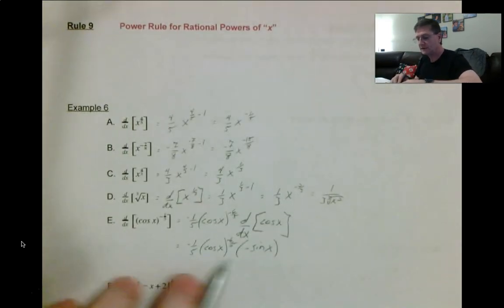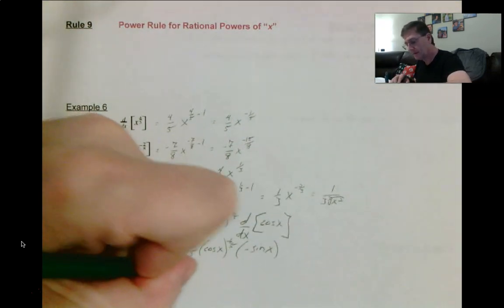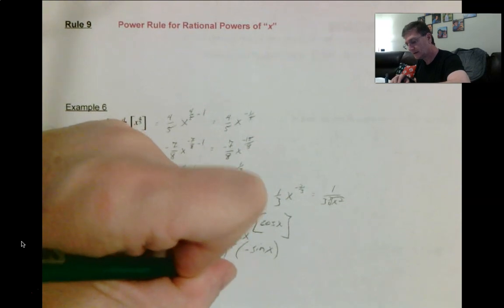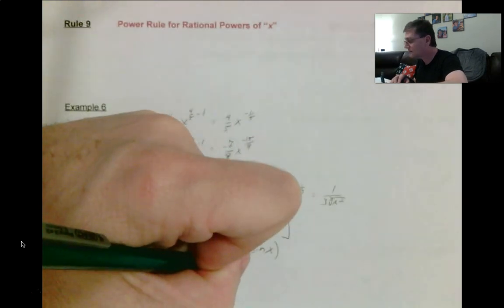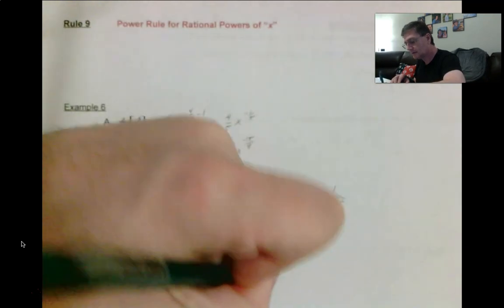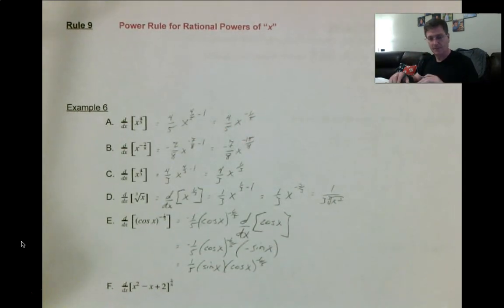And I'm just going to clean this up. I got two negatives here. I'm going to put that sine of x out in front. So I have positive 1/5 sine of x cosine of x to the negative 6/5 power.